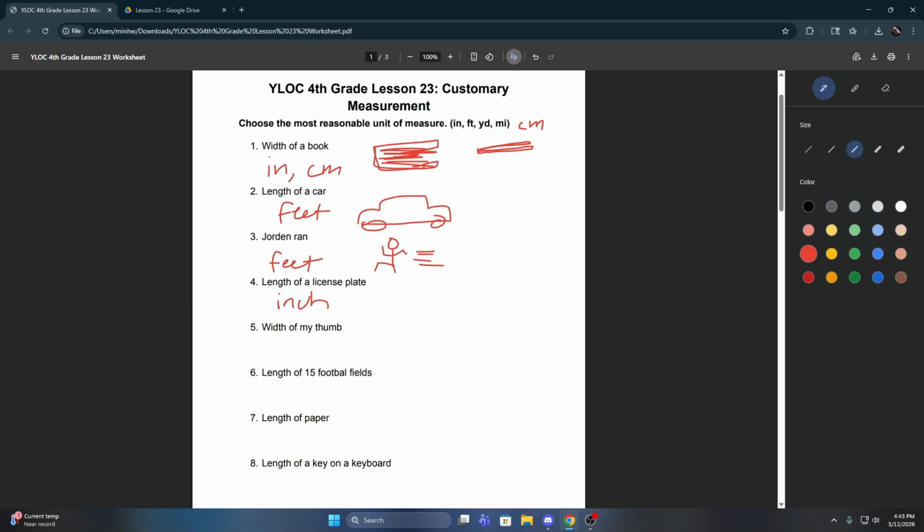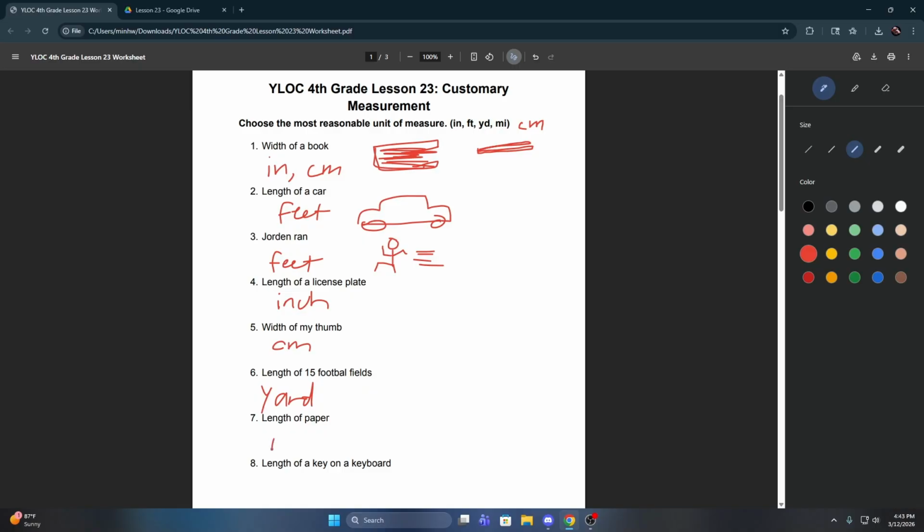The width of my thumb, this maybe I would do centimeters. Maybe an inch is okay, but it's kind of borderline. Centimeter might be easier to work with in this case. Length of 15 football fields. This is where we want that yard, right? In football they use yards to measure the different segments of the field. So yard would make sense here.